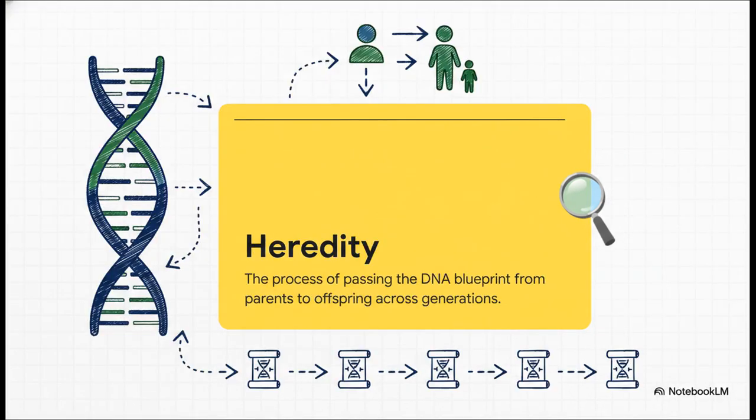But hey, what's the point of a perfect blueprint if you can only use it once, right? You've got to be able to make copies. And that's exactly what heredity is. It's life's amazing built-in copy machine, making sure that DNA instruction manual gets passed down from parents to kids generation after generation. It's how the whole show keeps on going.